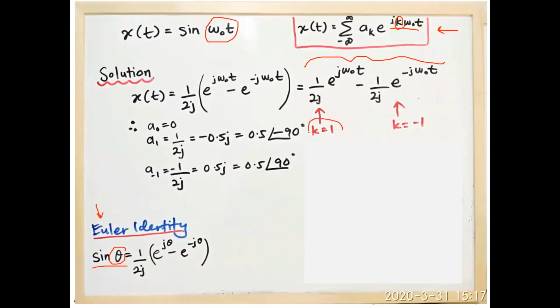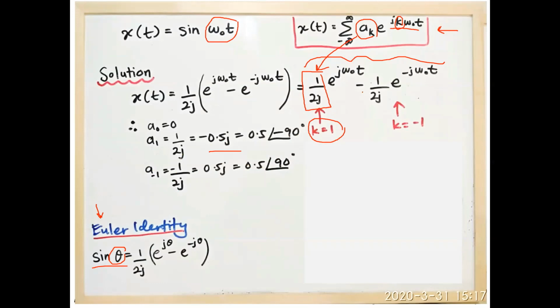A1, which is at k equal to 1, is equivalent to taking out the magnitude. You have e^(j k omega t), so the magnitude is this part. So A1 is 1 over 2j. Write it out again, so it will become, since j squared equals minus 1, minus 0.5j. Then you have 0.5 with phase minus 90 degrees. That will be the first coefficient A1.